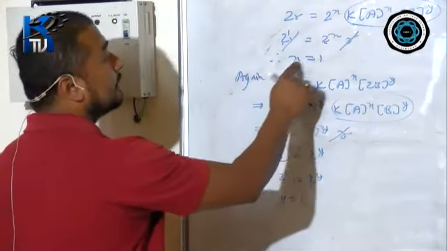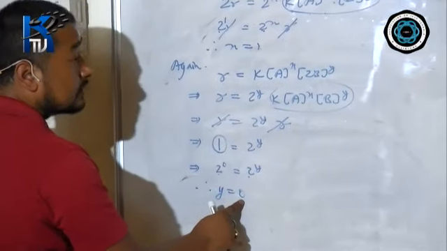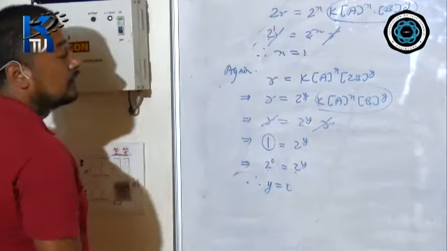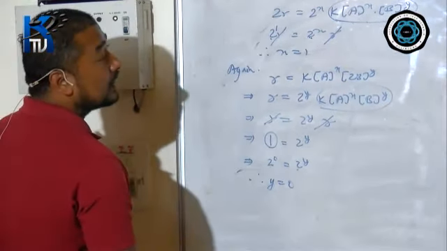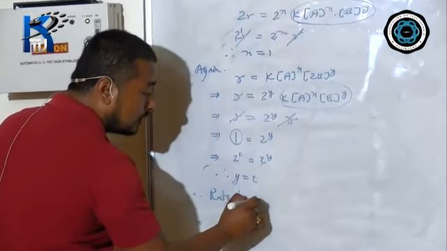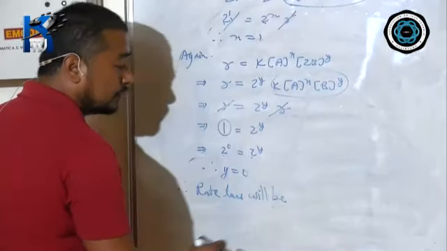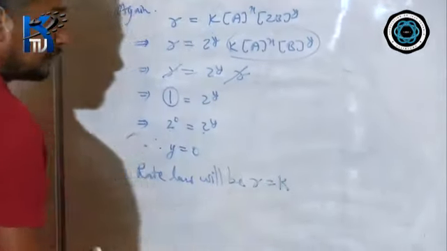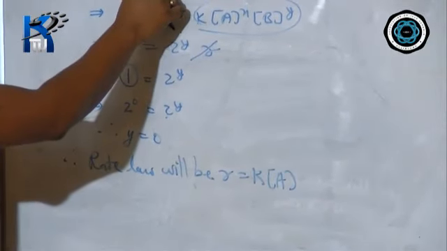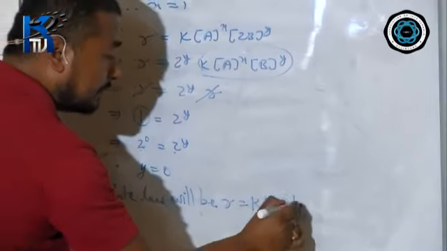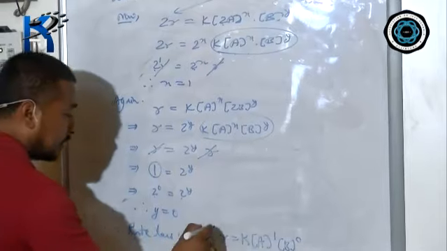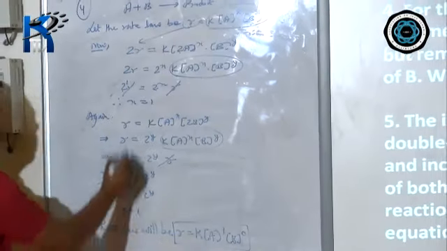So the order of A came as 1 and the order of B came as 0. And the overall order means x plus y, 1 plus 0, will give you 1. But the question is not asking you to find the order, but to find the rate law in this question. So therefore the rate law will be R is equal to K concentration of A. What was the power of A we considered? X. So x came how much? 1. And B to the power of y. Y is how much? 0. So this becomes your rate law for this particular numerical.